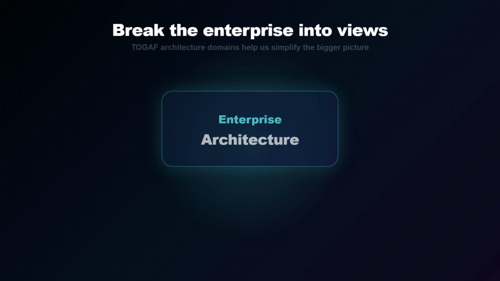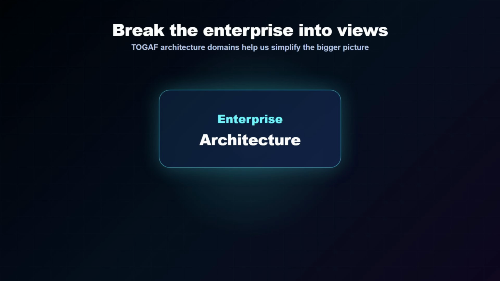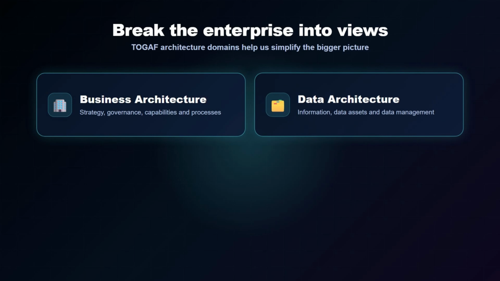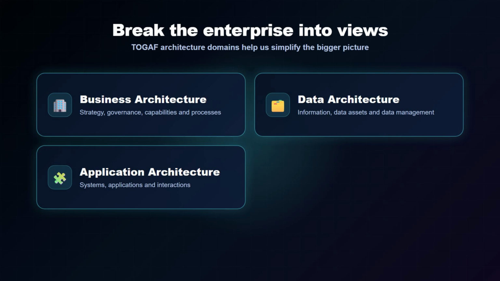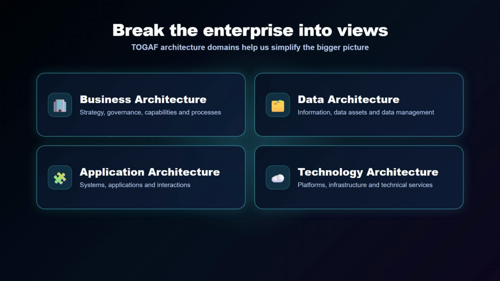Enterprise architecture can feel huge, so TOGAF breaks it into smaller views called architecture domains. The four main domains are business architecture, data architecture, application architecture, and technology architecture. The important point is that these domains give us a structured way to describe the enterprise. Each domain looks at a different part of the organization, but together they help us understand how the whole system works. So instead of looking at an AI solution and only asking, what can the AI model do?